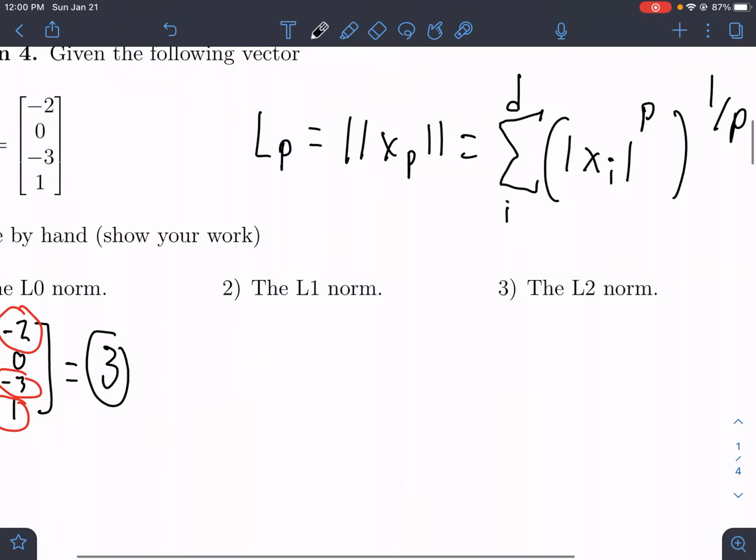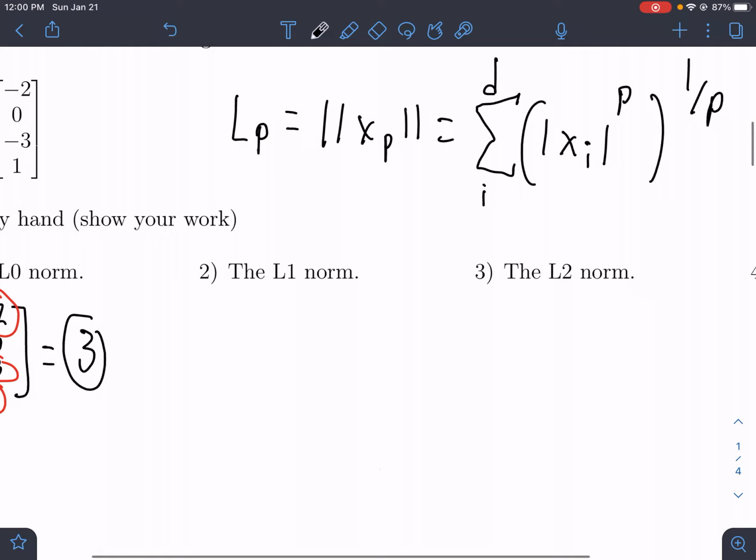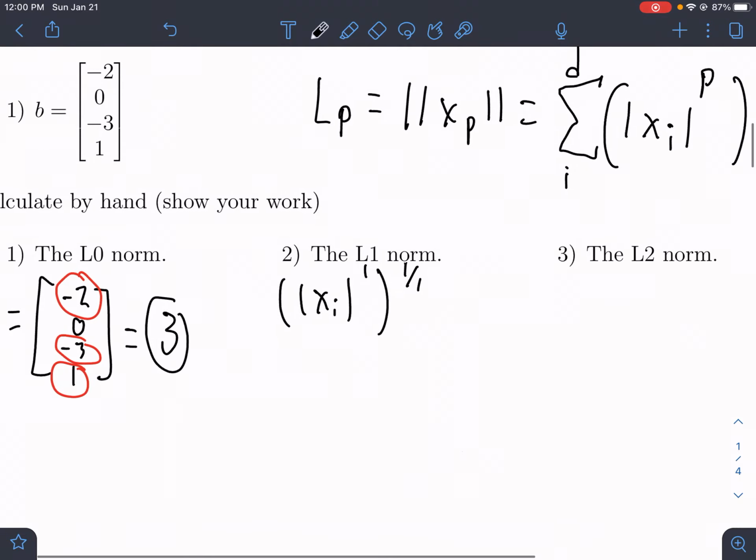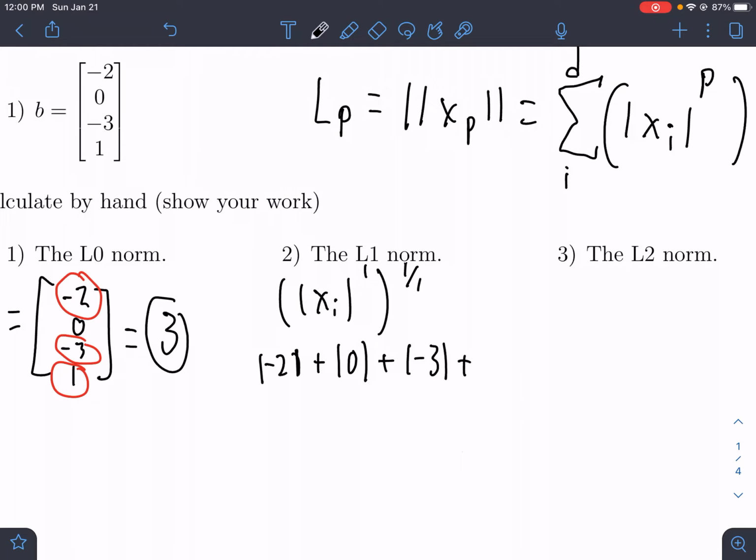For the L1 norm, we now apply our rule. In this case, you might know this as taxicab geometry. If we apply this rule, we have |x_i| to the 1, to the 1 over 1. So this is just the sum of the absolute values of all terms in b. So we're going to have the absolute value of -2 plus the absolute value of 0 plus the absolute value of -3 plus the absolute value of 1. And this is equivalent to 2 plus 3 plus 1, which is 6.